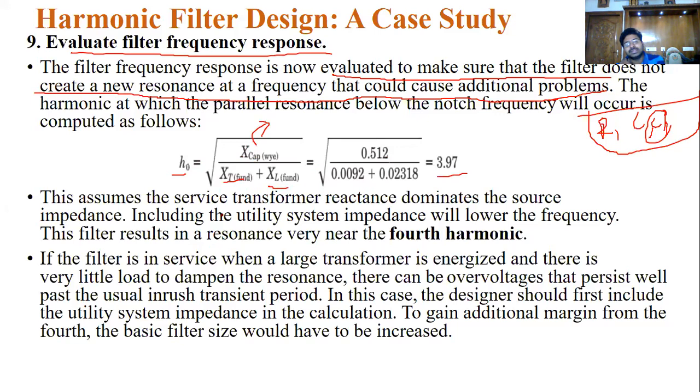Now see this. Here in this case the series transformer reactance dominates the source impedance. So here the system impedance will lower the frequency, and the filter results in resonance near the fourth order. Now see this. We are designing the filter for the fifth order. Remember, you are designing the filter for the fifth order. So according to all the calculations, the filter ends up tuned nearly to the fourth order harmonic. That means the resonance value is near the fourth order.